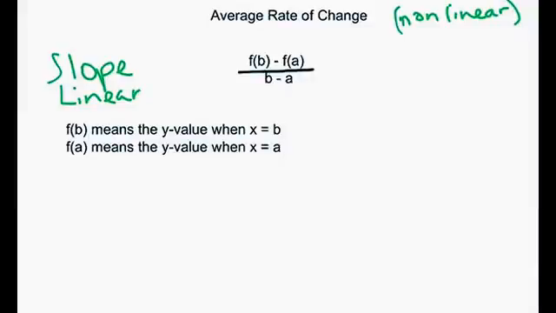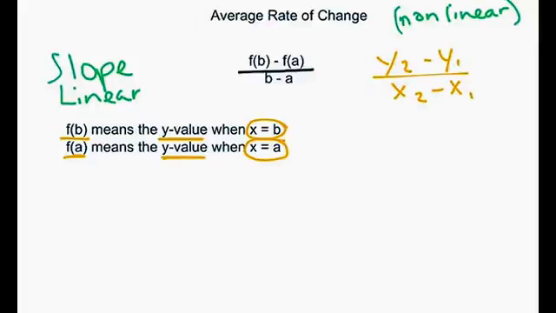Alright, so remember that f(b) means the y value when x equals b, and f(a) is the y value when x equals a. So our average rate of change formula is really the same thing as y2 minus y1 over x2 minus x1. The biggest difference is not in the math. The math is exactly the same between the slope formula and the average rate formula. The difference is how the problems are presented to you.